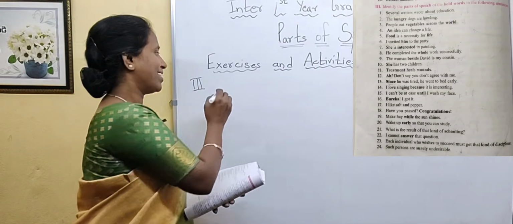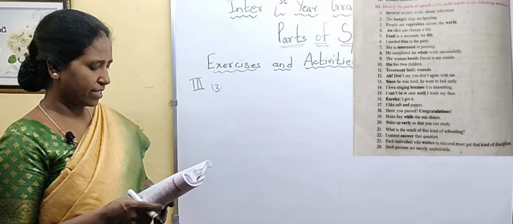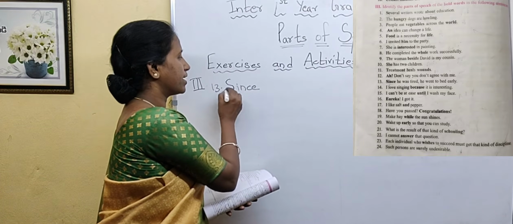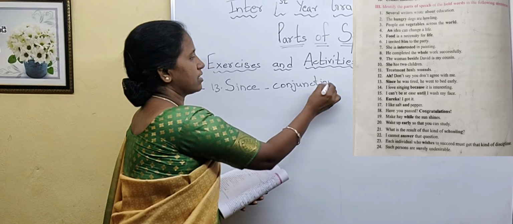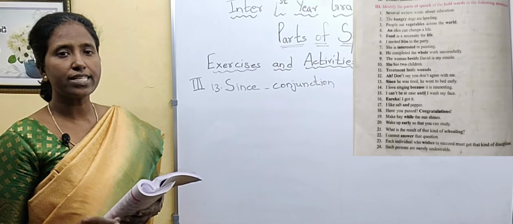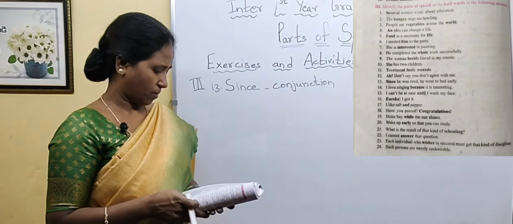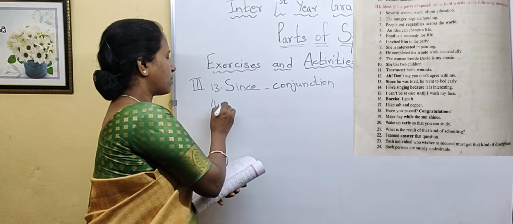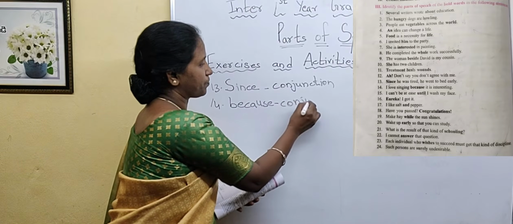On to the 13th one. Since he was tired, he went to bed early. Since is a conjunction. It is combining the 2 sentences. Actually, these are 2 different sentences: he was tired, he went to bed. What we are doing is combining these 2 sentences using since. So it is called a conjunction. Next is, I love singing because it is interesting. Because is also combining both sentences. Because is also a conjunction.